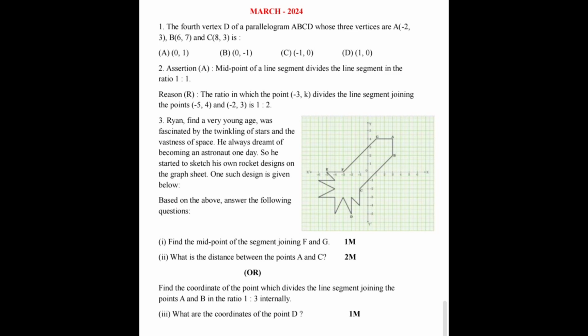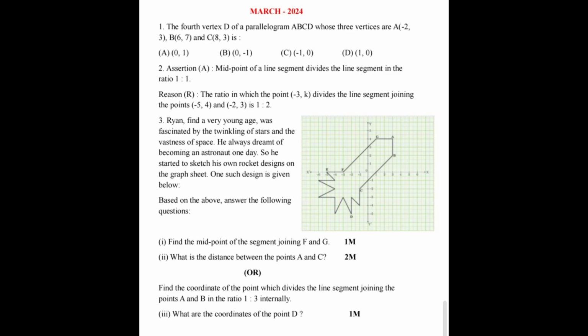Next, the case study. Some points are given. First question: find the midpoint of F and G. You can identify F and G from the given figure. Find the midpoint: (x1 plus x2)/2, (y1 plus y2)/2. Next, what is the distance between A and C? Write the ordered pairs for A and C and use the distance formula to find the distance between A and C.